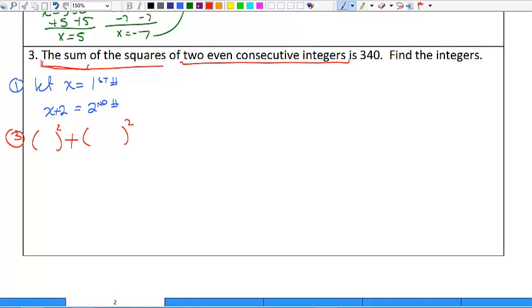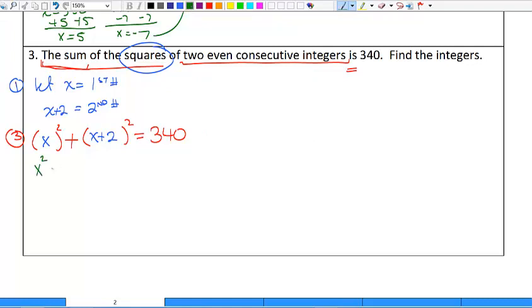So my consecutive even integers were x, being squared, and x plus 2, being squared, because it says I'm squaring them. So the sum of the squares of two consecutive even integers, which we said were x and x plus 2, is, what does that word is mean? That's equals, and then 340. Find the integers. Okay, so I've now gotten my equation.